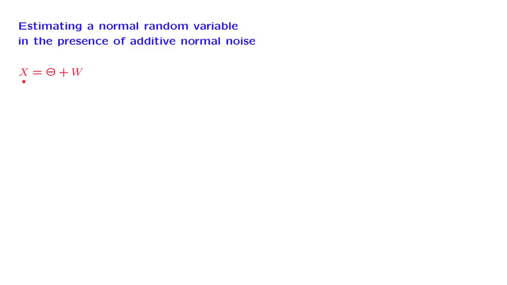The assumptions that we make are that theta and w are normal random variables, and to keep the calculations simple, we assume that they are standard normal random variables. Furthermore, we assume that theta and w are independent of each other. According to the Bayesian program, inference about theta is essentially the calculation of the posterior distribution of theta if I tell you that the observation capital X takes on a specific value little x.